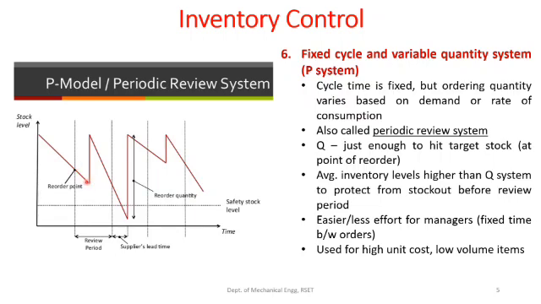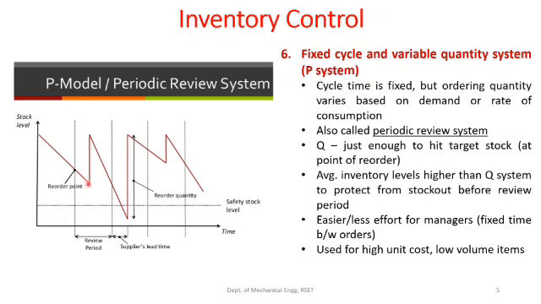You multiply this time interval by the demand, and you get the demand during the lead time. You add that to the difference between the maximum stock level, or the target stock level, and the quantity of stock at the point of reorder. That will be your order quantity. So the order quantity here in the first cycle will be the difference between this point and this point. This is the total quantity that will be ordered.